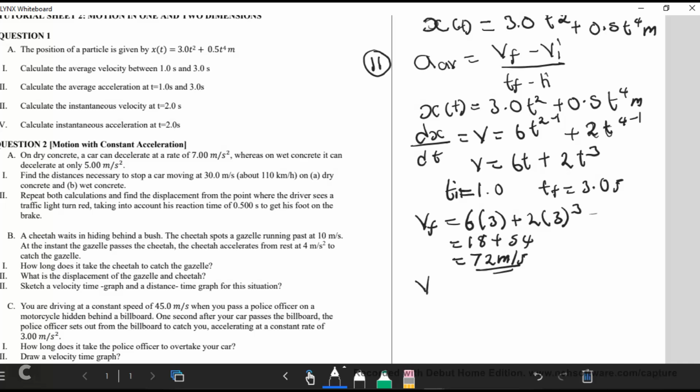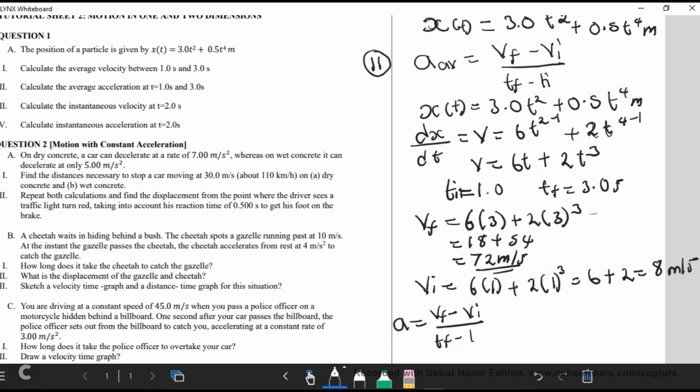Now let's calculate the velocity initial. So you replace t with 1. Wherever there's t, you replace with 1, then it will be 6 plus 2. Then your answer will come up to 8 meters per second. So that's your initial.